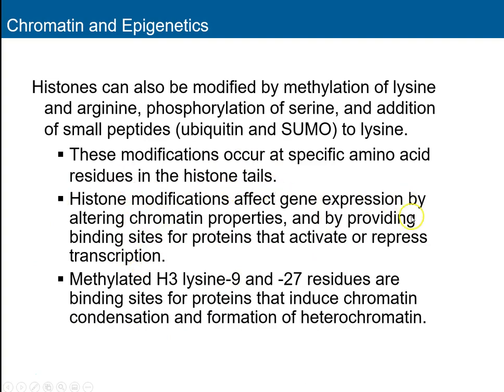Histone modifications affect gene expression by altering chromatin properties and by providing binding sites for proteins that activate or repress transcription. Methylated H3 lysine 9 and 27 residues are binding sites for proteins that induce chromatin condensation and formation of heterochromatin. So this particular part of histone 3 gets methylated and is involved in the formation of heterochromatin. Bottom line, understand that histones are pretty much all the time modified, and depending on how they are modified, that affects how they interact with the DNA. Again, it will either make that DNA more available for transcription or not.